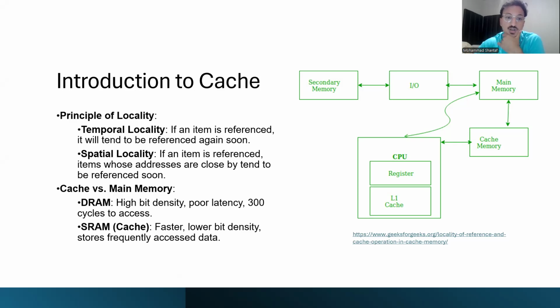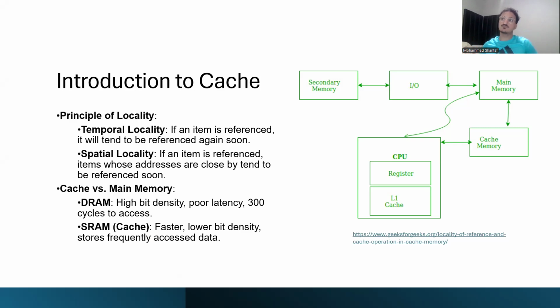Without further ado, there are two principles of locality. There's temporal locality and there's also spatial locality. What are they? Temporal is if an item is referenced, it will tend to be referenced again soon. As for spatial, if an item is referenced, items whose addresses are close by tend to be referenced soon. So they have to be close by so that they can be referenced. That's the difference between temporal and spatial.